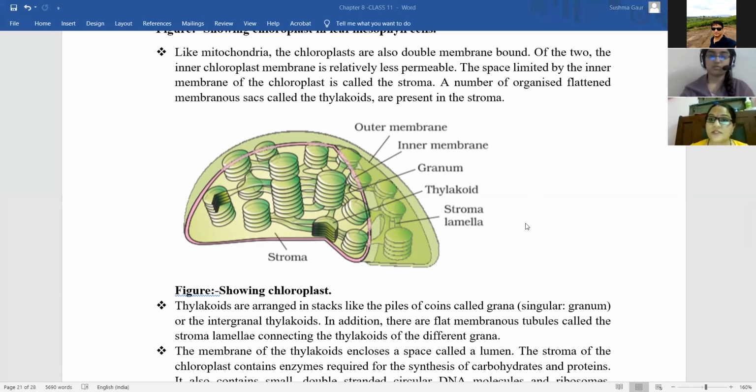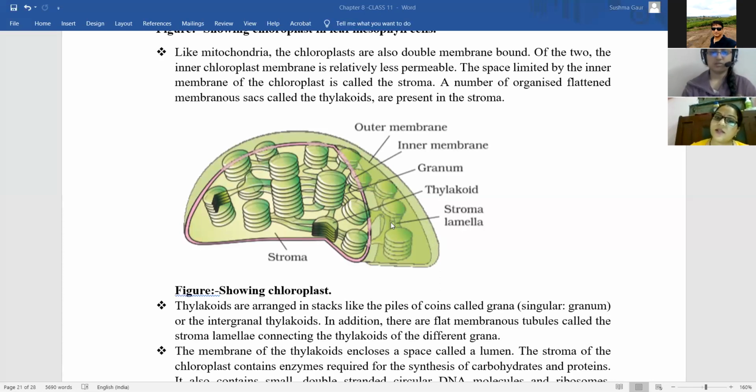So what is stroma in chloroplast? The space limited by the inner membrane of the chloroplast is known as stroma. So this region represents stroma. First understand the diagram. This is the outer membrane of the chloroplast. This is the inner membrane of the chloroplast. This is the stroma of the chloroplast. And this single coin-like structure is known as granum. And the stacks of granum are known as thylakoid.